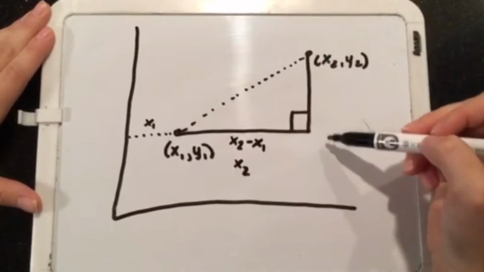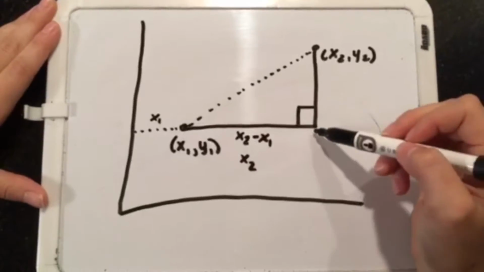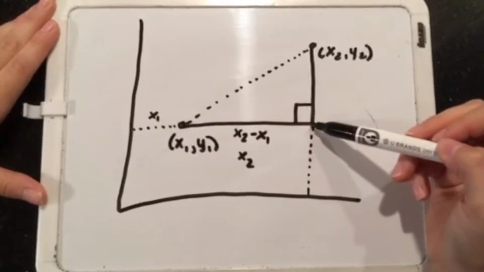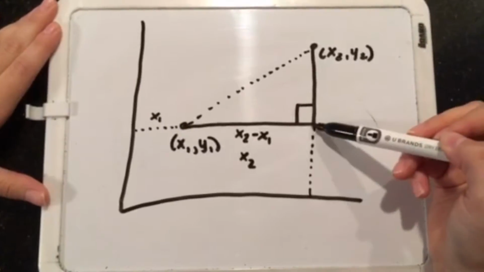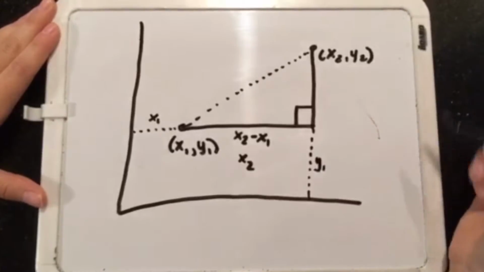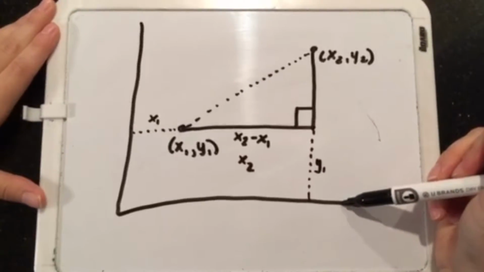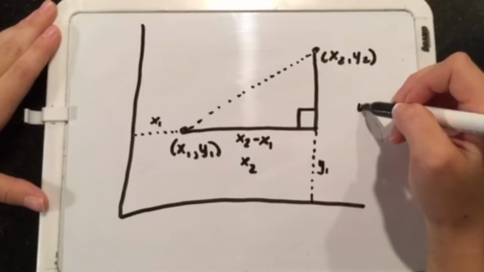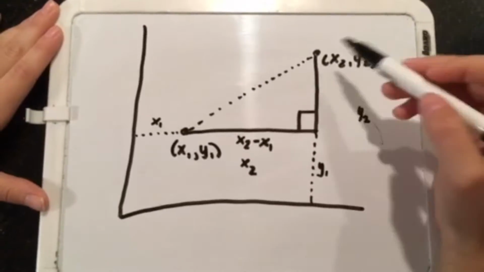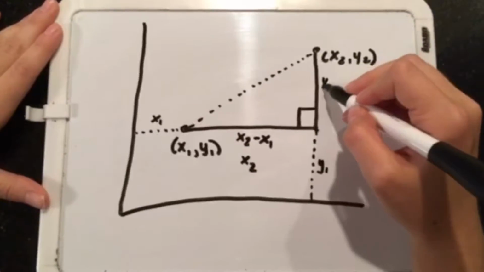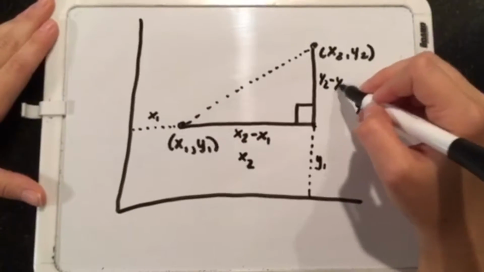We're going to do the same with the vertical line. If we extend it to the x-axis, the distance from the x-axis to this horizontal is just y1, and the distance from the x-axis to this point up here is y2. So the length of this side of the right triangle is y2 minus y1.